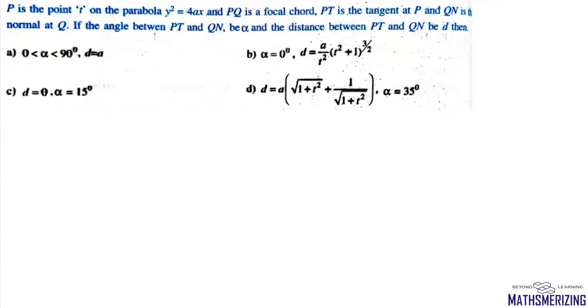Now here the question is, P is a point on the parabola y squared equals 4ax, and PQ is the focal chord, PT is a tangent at P, and QN is a normal at Q. Then if the angle between PT and QN be alpha, and the distance between PT and QN be d, then we'll need to find the values of alpha and d. So we'll draw this parabola.